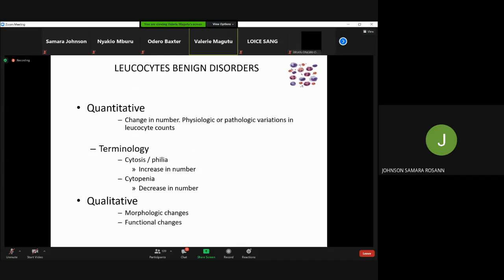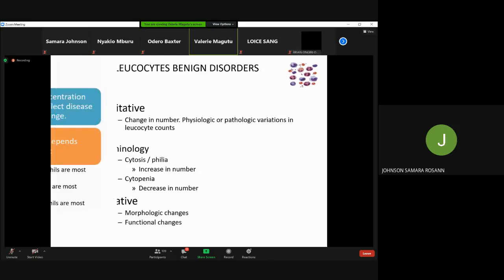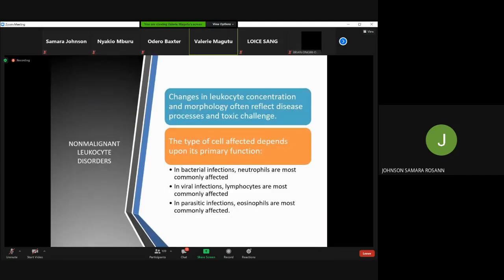For qualitative, there's not so much in terms of generalization, but I will reiterate that you can have morphological changes or functional changes. So changes in your white cell concentration and morphology will often reflect the disease process that's ongoing or the toxic challenge. Yeah? And the type of cell that's affected will really depend on its primary function. For example, in bacterial infections, neutrophils are the most commonly affected. And I think you've just discussed the function of neutrophils, and Prof might have mentioned their function, for example, in bacterial infections, phagocytosis, etc. In viral infections, lymphocytes are most commonly affected.